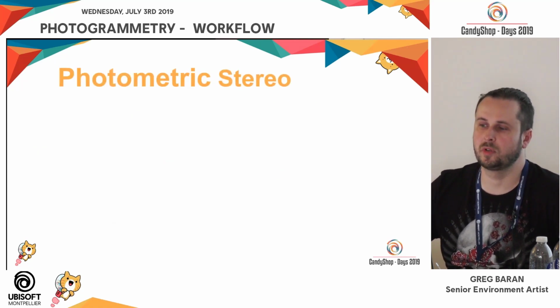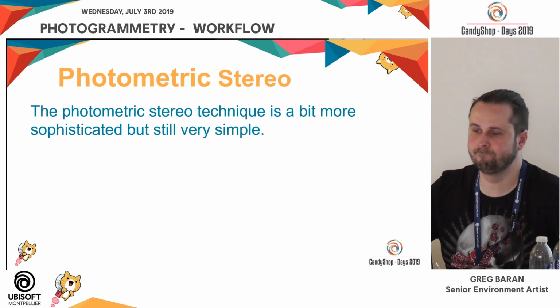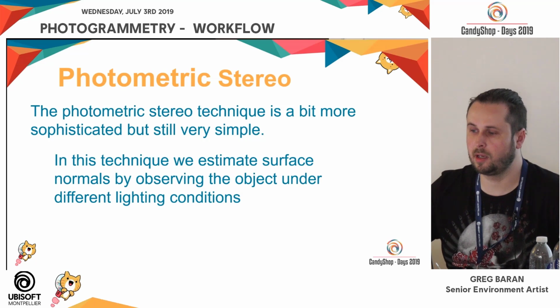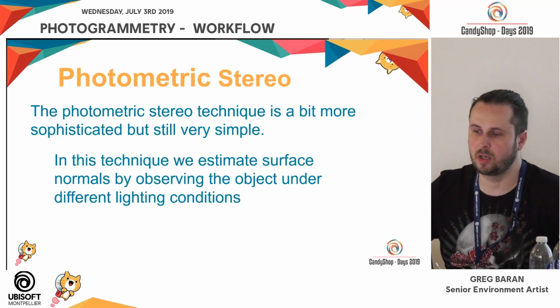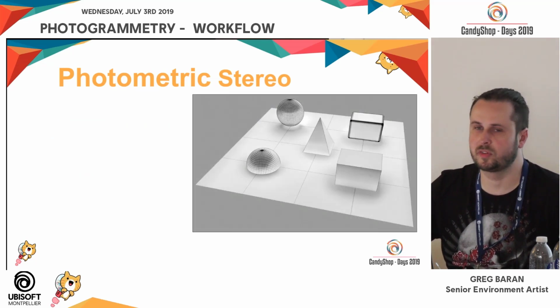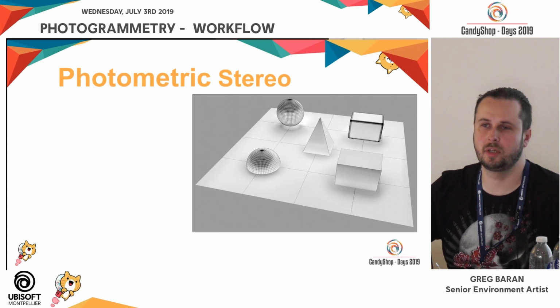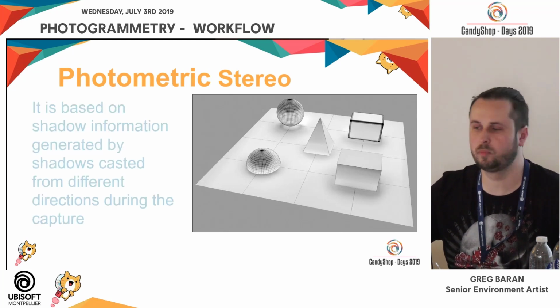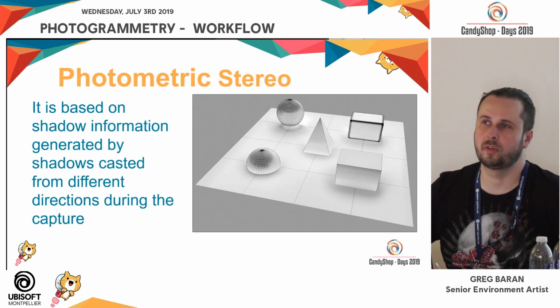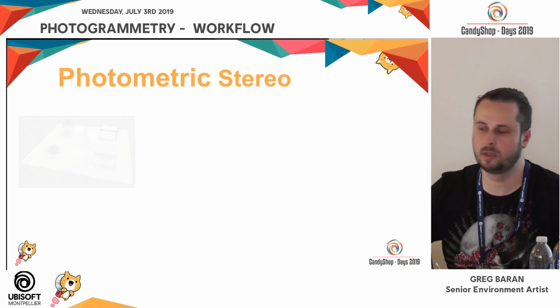The photometric stereo technique is a bit more sophisticated. In this technique, we estimate surface normals by observing the object under different shadow conditions. I think it was based on how a normal map was built. So we are taking shots of the same surface and we are changing the source of light. We are just moving the source of light around.